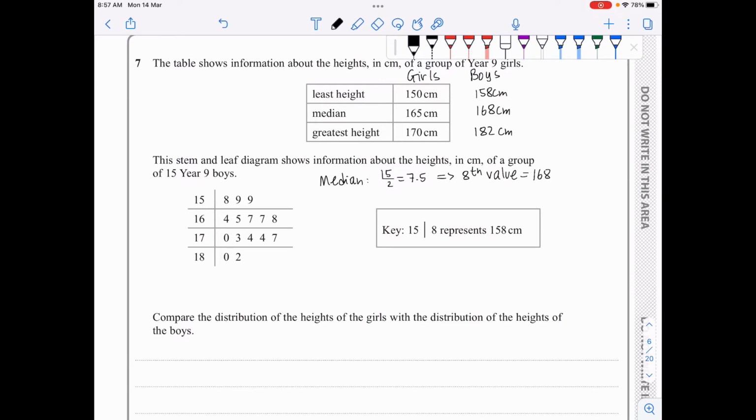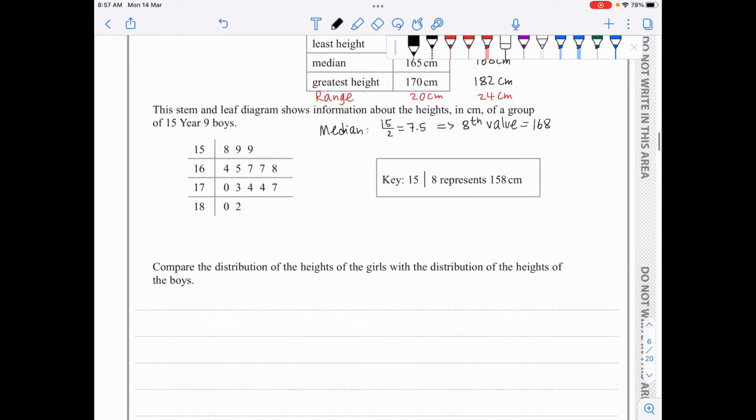So I've got a full picture and I can easily compare between boys and girls. Based on the fact that I've got the least and the greatest height, I can actually determine the range, which is the difference of these two. And for the girls, it's 20 centimeters, whilst for the boys, it's 24 centimeters. And that could be one of my comments.